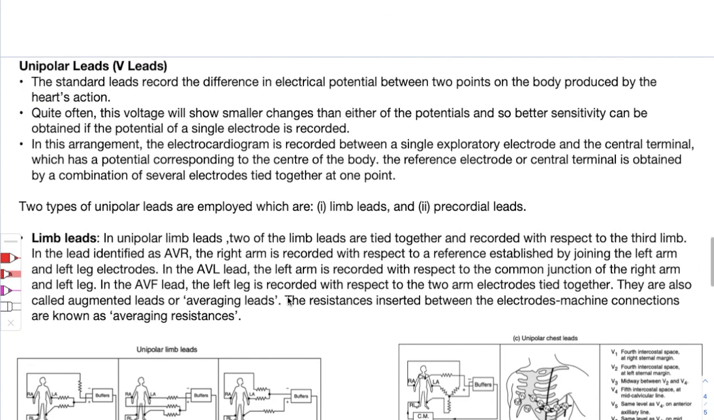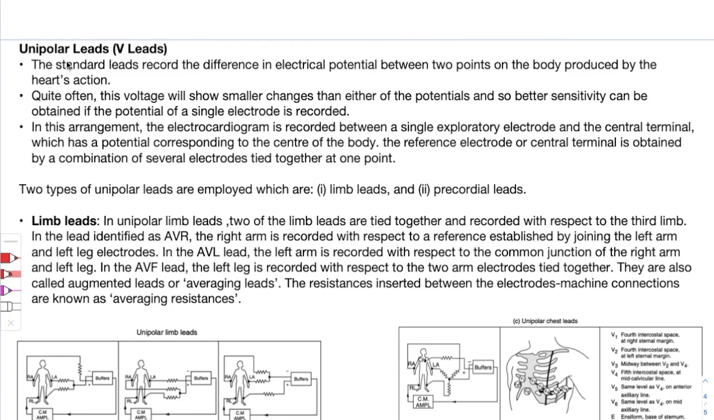Coming on to the unipolar lead placing, the standard leads record the difference in electrical potential between two points of the body produced by the heart's action. Quite often this voltage will show smaller changes than either of the potentials, so better sensitivity can be obtained if the potential of a single electrode is recorded. In this arrangement, the electrocardiogram is recorded between a single exploratory electrode and the center terminal, which has a potential corresponding to the center of the body.